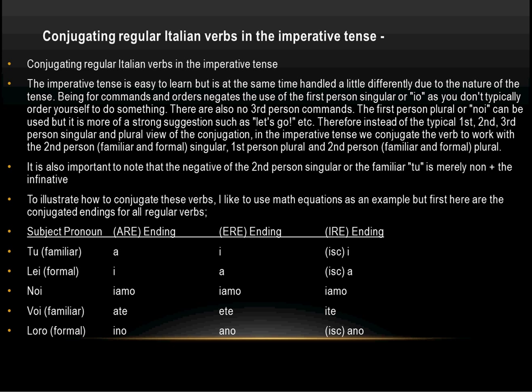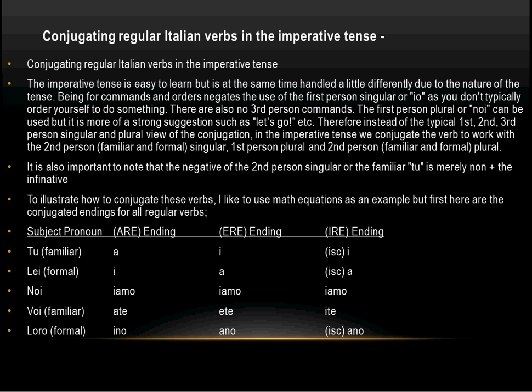Now, it's also important to note that if you're going to make negative the verb of the second person singular, or the verb conjugated for tu in the imperative, you use non plus the infinitive verb. Okay? So if I wanted to say don't speak, and I was speaking directly to one person who I knew very well, so I was using tu, I would say non parlare, non plus the infinitive.